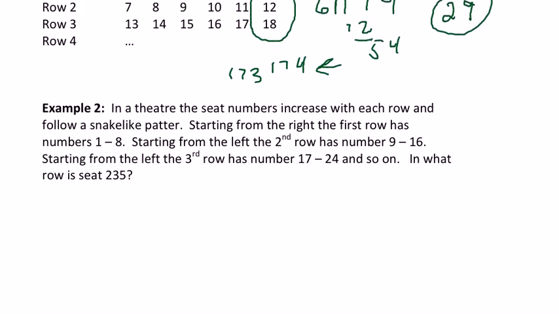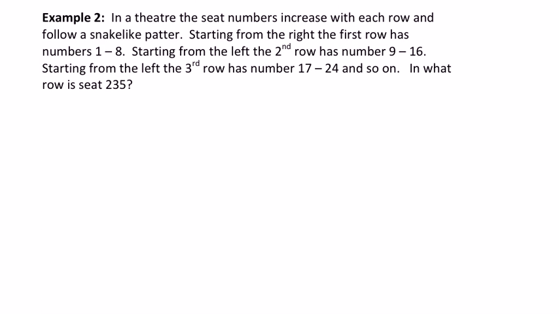Example 2 says, in a theater, the seat numbers increase with each row and follow a snake-like pattern. Starting from the right, the first row has numbers 1 through 8. Starting from the left, the second row has numbers 9 through 16. Starting from, and this should say right, the third row has numbers 17 through 24, and so on.